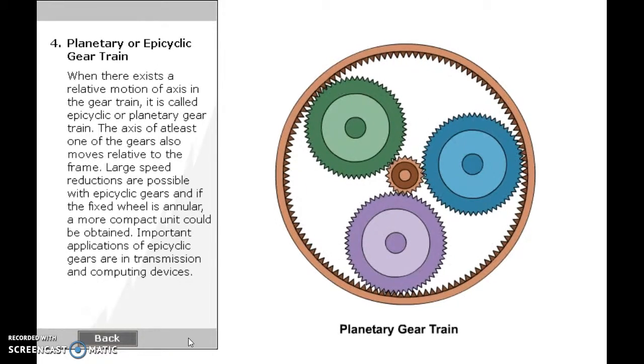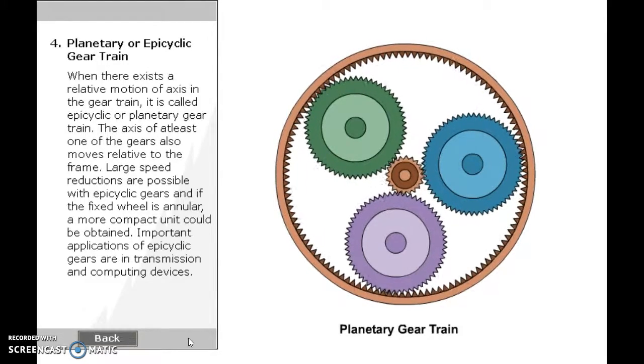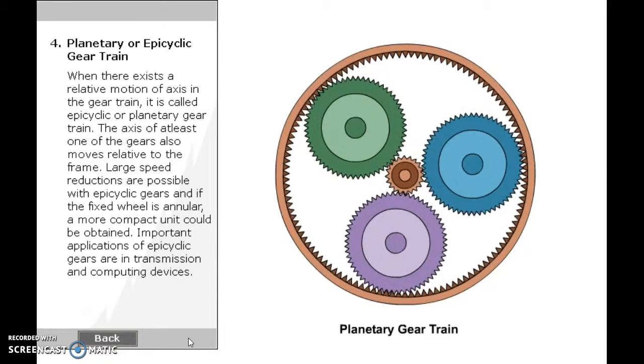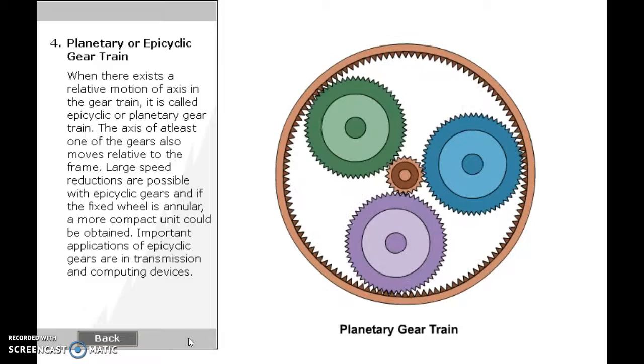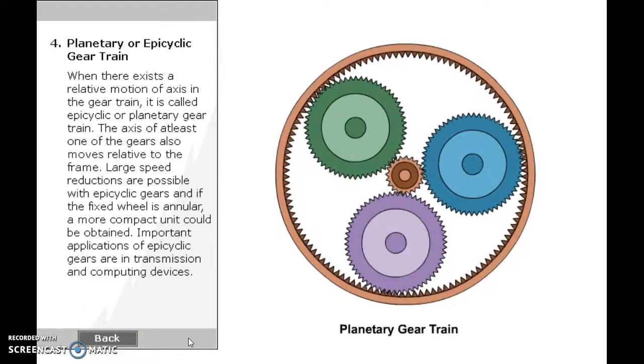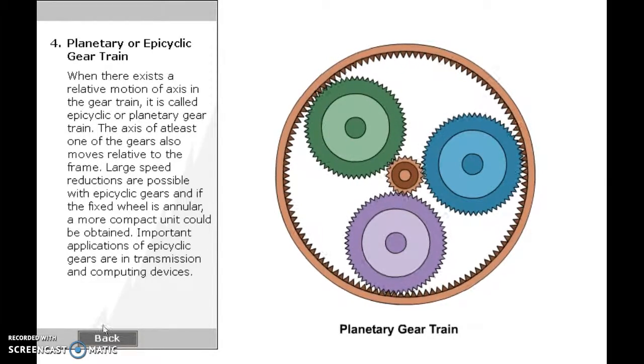Next is the planetary or epicyclic gear train. When there exists relative motion of the axes in the gear train, it is called an epicyclic or planetary gear train. The axis of at least one of the gears also moves relative to the frame, and large speed reductions are possible with epicyclic gears, and if the fixed wheel is annular, a more compact unit can be obtained. Important applications of the epicyclic gear train are in transmissions and computing devices.